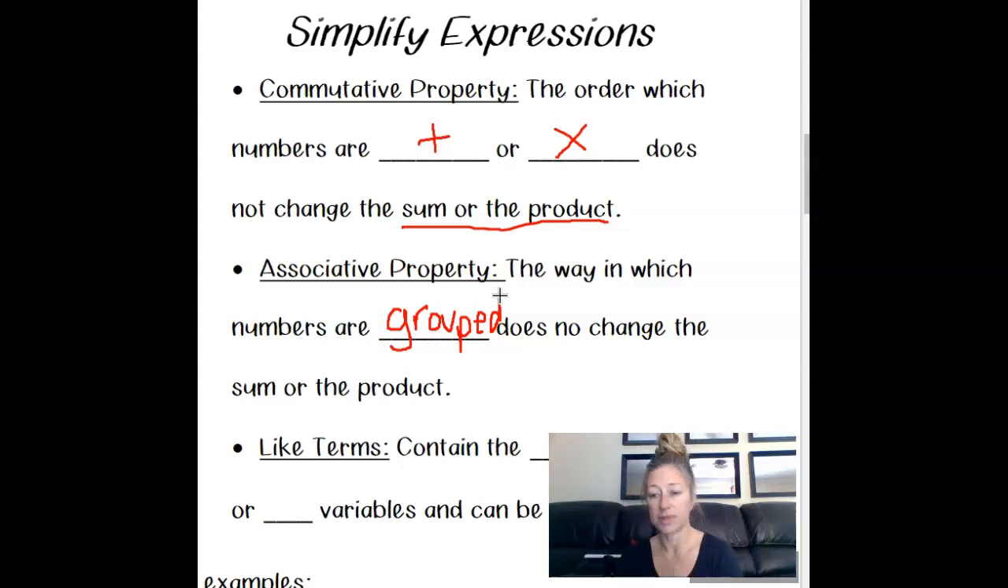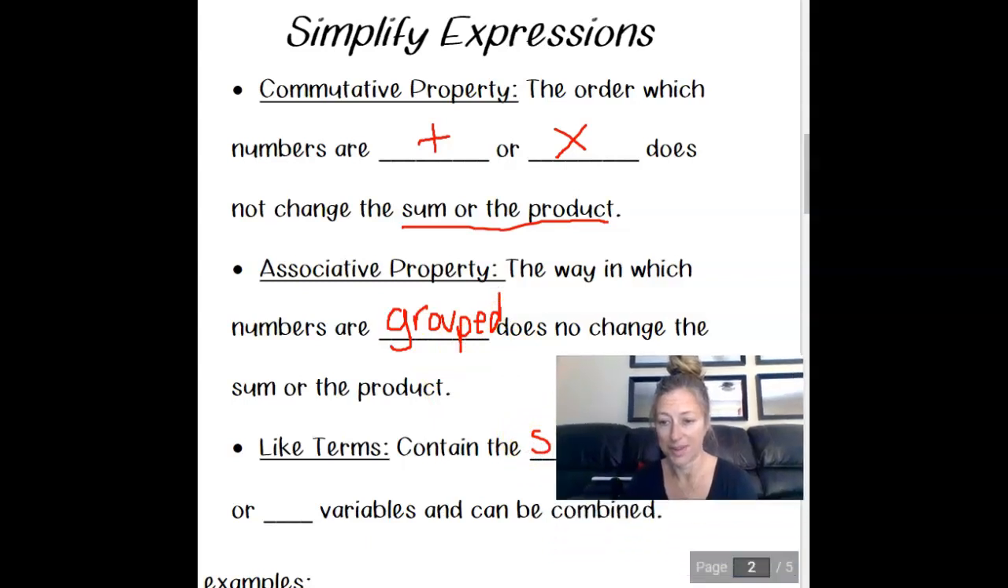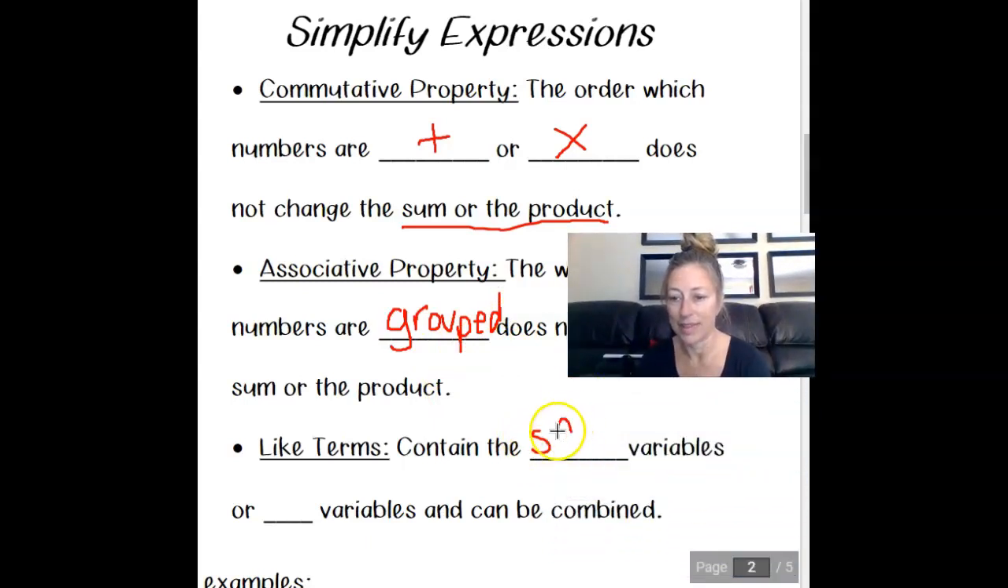So like terms contain the same variables. They contain the same variables, or no variables.